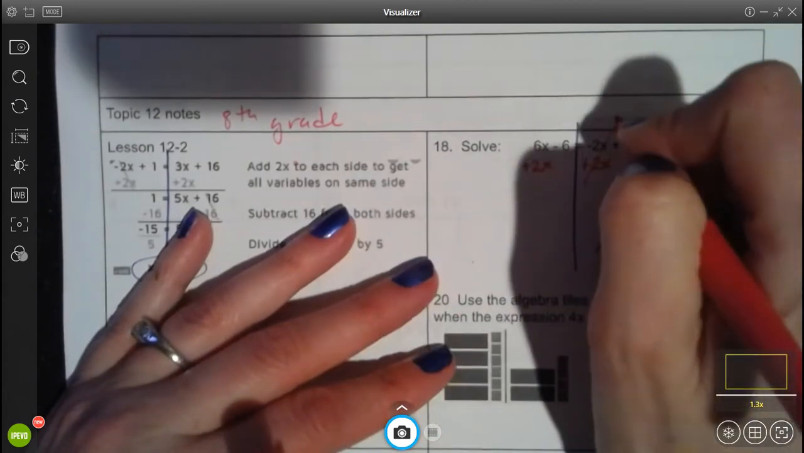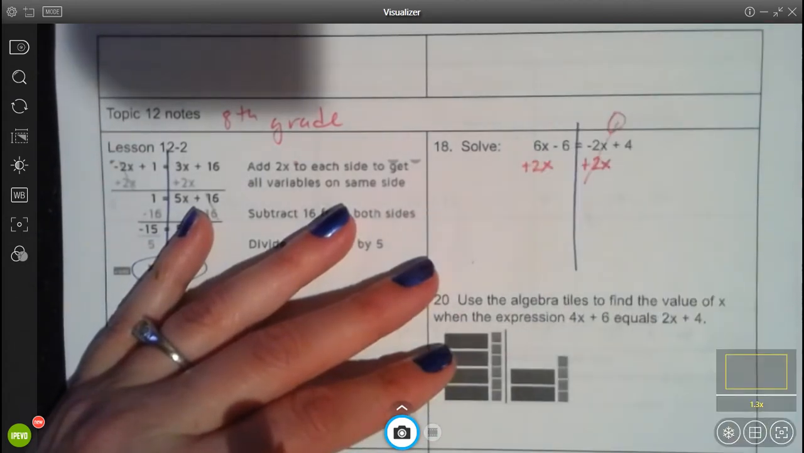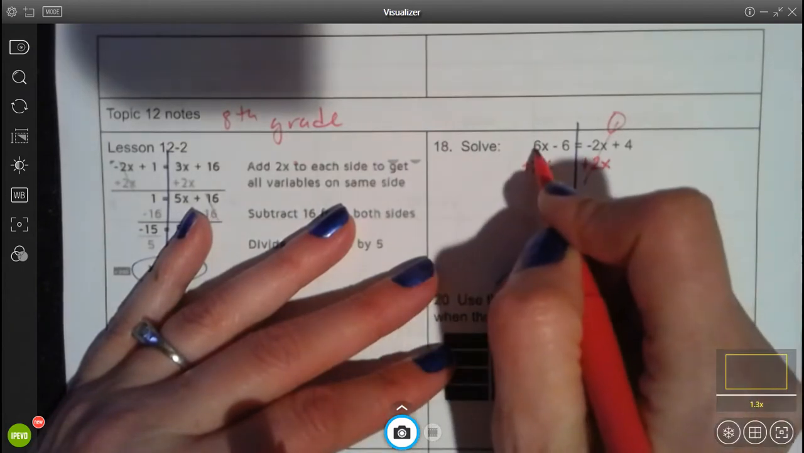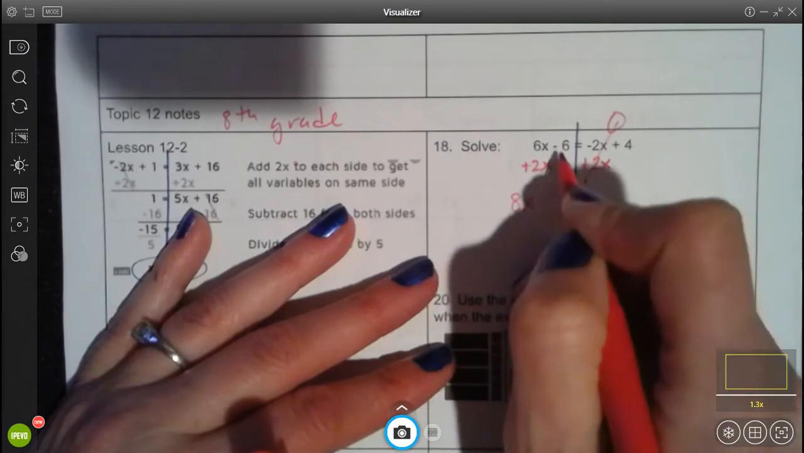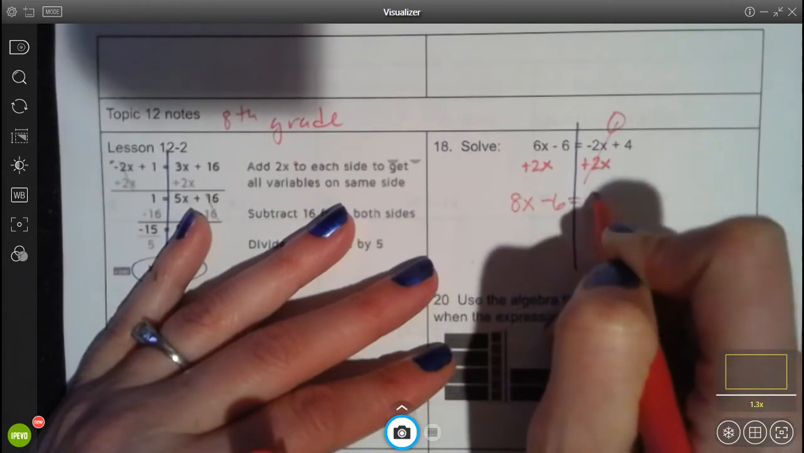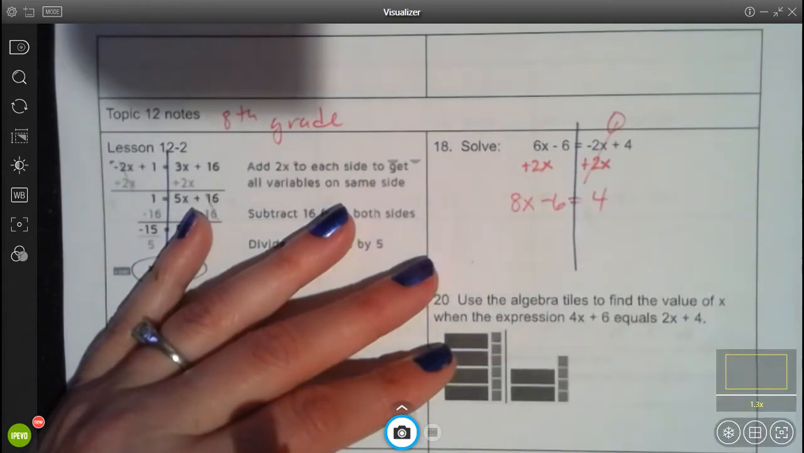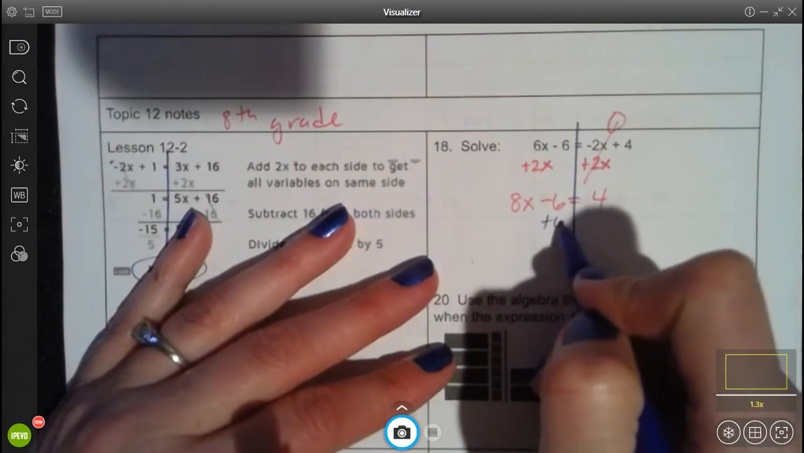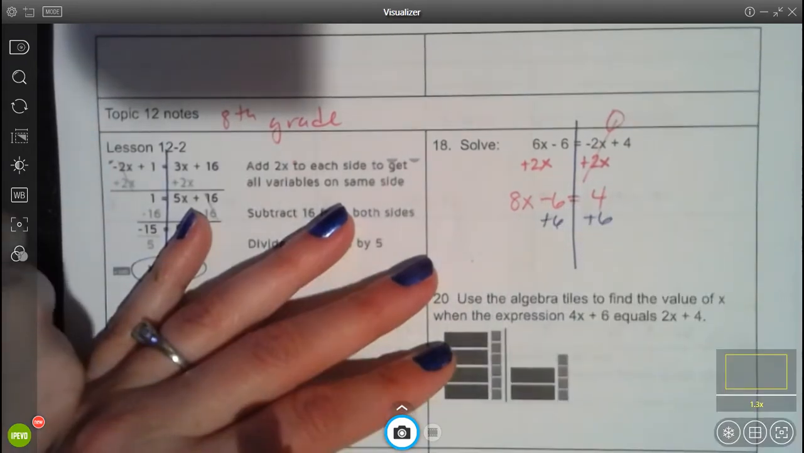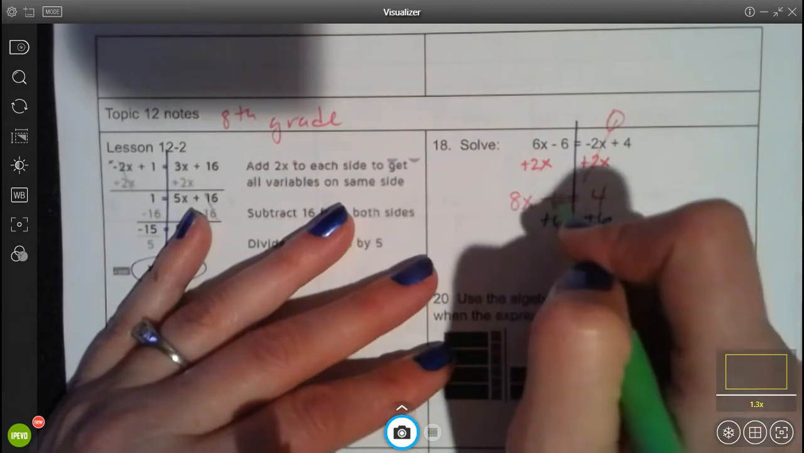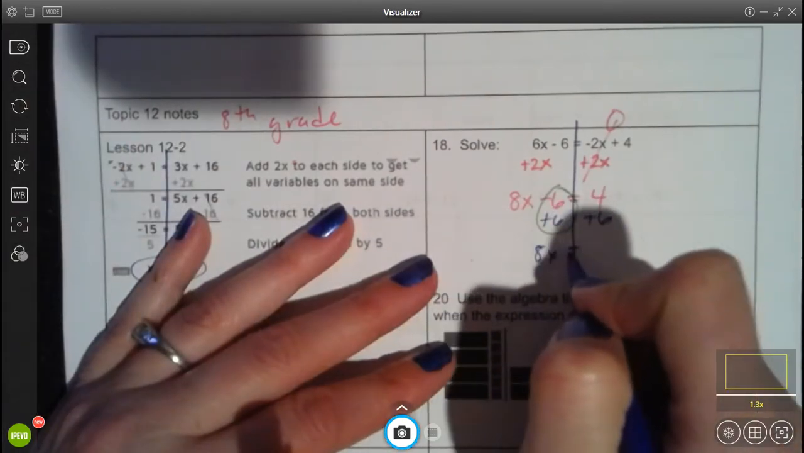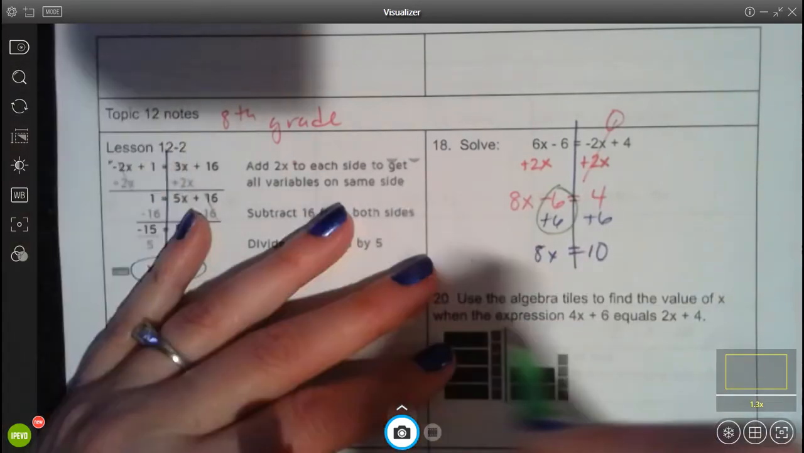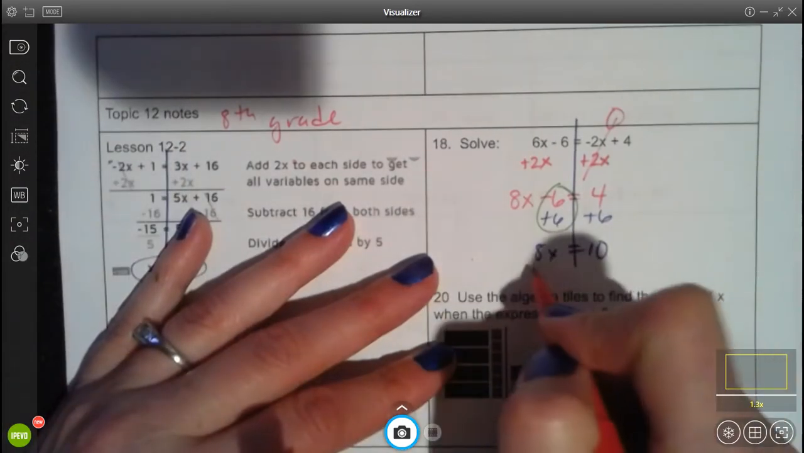We want to make that 0. So that's gone away, and then 6x and 2x is 8x, and I still have that minus 6. That's the only thing new. Everything else is review. So from there, get rid of your constant, and that gets us 8x equals 10, and then get rid of your coefficient.